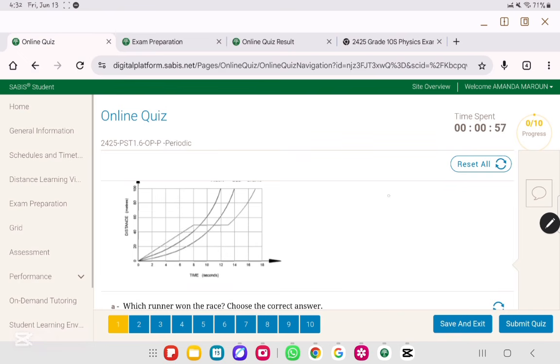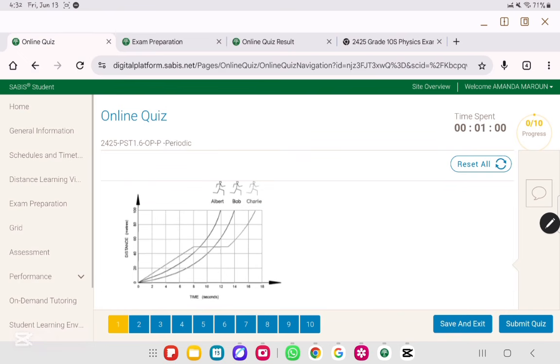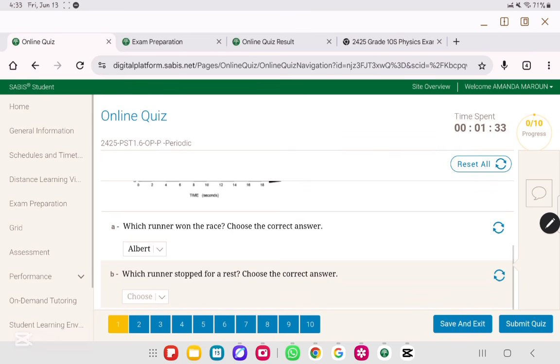Very simply, you will look back at the graphs and you will see which runner stayed at the same position for a certain period. As you can see over here, they're all increasing except for Charlie. Charlie's increasing, then it remains flat. This means he stayed at the same position for a certain amount of time, and then he continued again, so it's increasing again. This part of the graph means that he took a rest or stopped moving. So definitely the person who stopped for a rest was Charlie.